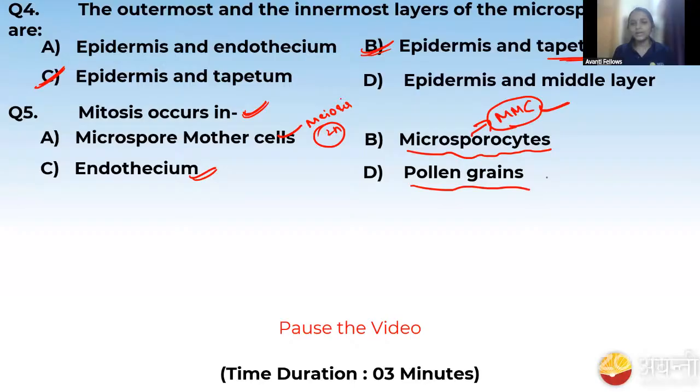Coming to the pollen grain. In the pollen grain, we have seen the generative cell, right? Did the generative cell undergo meiosis or mitosis, guys? It undergoes mitosis, right? In the pollen grain, the generative cell undergoes mitosis. That's why the correct answer is D. Okay, I think some of you have got a clear idea about microsporogenesis.